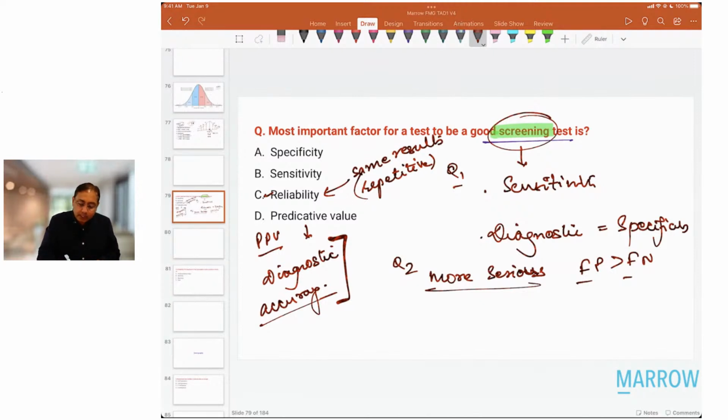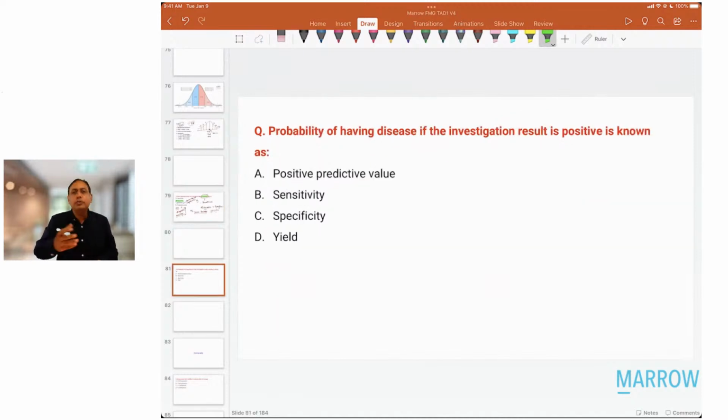The question was, what is the most important factor for a good screening test? We just discussed a good screening test. What is the best answer? It is sensitivity. Let's look at the next question, you'll understand a little more.